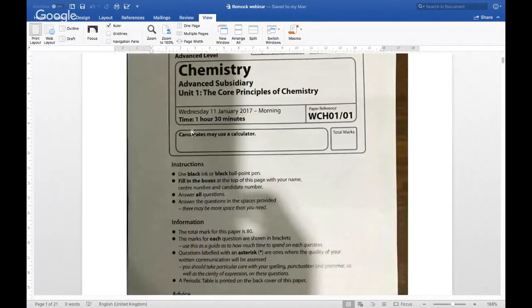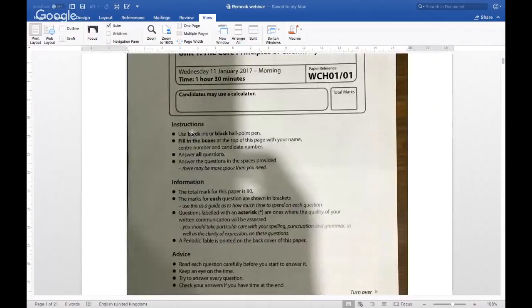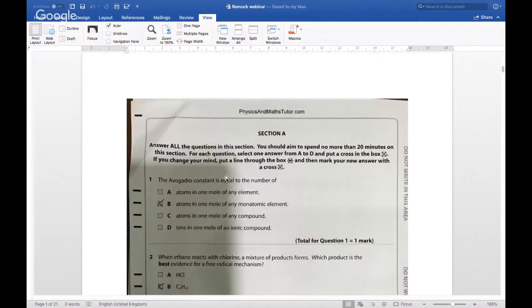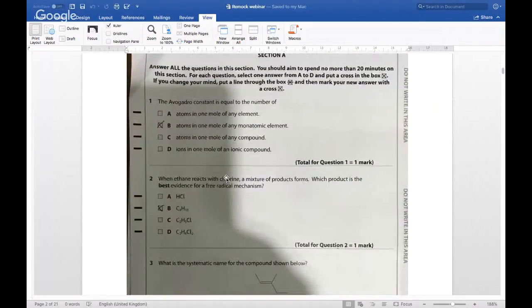Oh, that's really annoying. I'll go through question by question. Okay. Right. Section A, question 1. The Avogadro's constant is equal to.